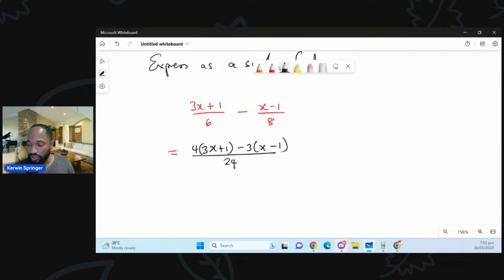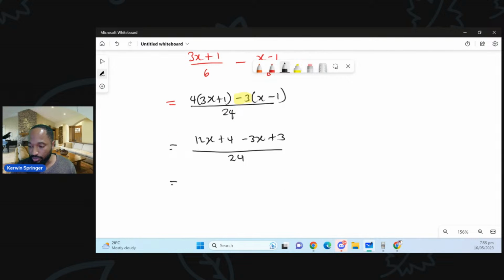Now the key with these questions, and something like this is going to come in the exam for sure, is that you're going to have a negative here and you have to distribute. You have to remember a negative and a negative is a positive. So let me take the time and figure out what's happening in that numerator. 4 by 3x is 12x, and 4 by 1 is 4. Negative 3 by x is negative 3x, and careful, negative 3 by negative 1 is positive 3. Write yes in the chat if you understand. And now you simplify the top. So 12x minus 3x is 9x, and 4 plus 3 is 7. And then you put it over 24.